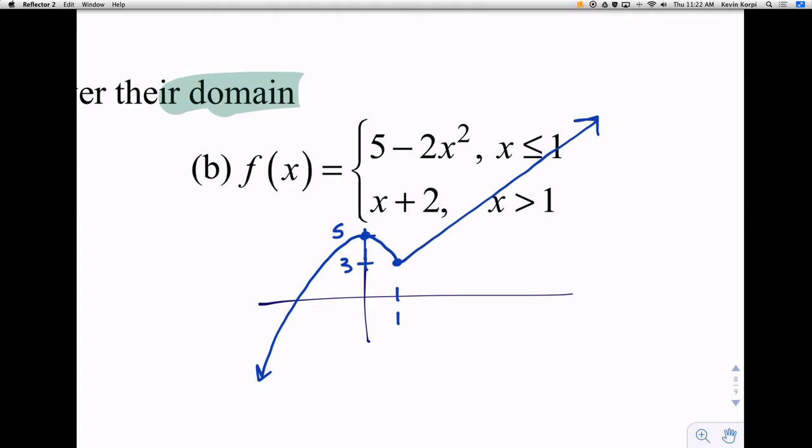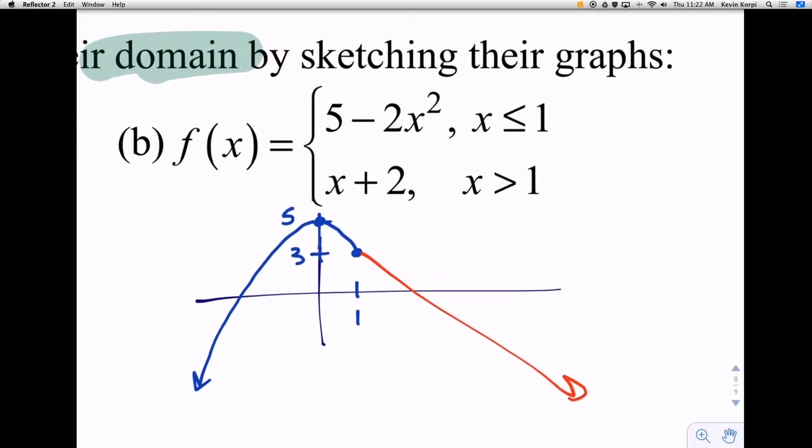Now, are there any local extrema? Yes, we have a local max of 5 at 0, and we have a local min of 3 at 1. And notice at the local max, the derivative is 0, and at the local min, the derivative is undefined. Now, what if that line had started at the point 1, 3, but the slope had been negative 1? Then we would have an absolute max at the local max, right? The absolute max would be 5.